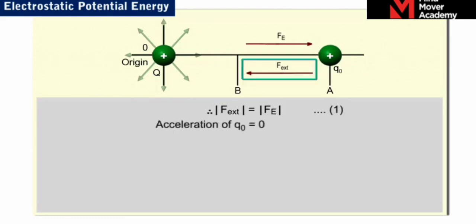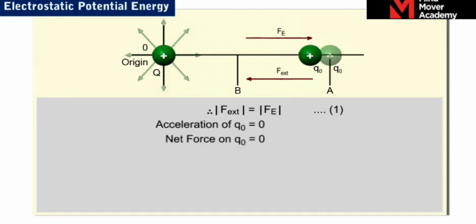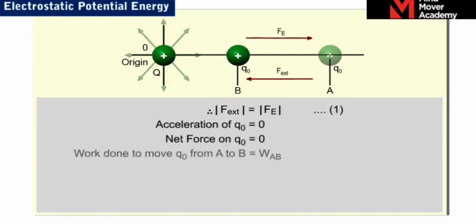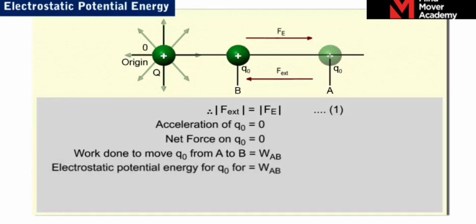The external force F should not give the charge Q naught any acceleration. The net force on Q naught must be 0. The charge Q naught must be brought from point A to point B at a very low constant speed. The work done to move Q naught from point A to point B is denoted by WAB and is termed as electrostatic potential energy for charge Q naught.